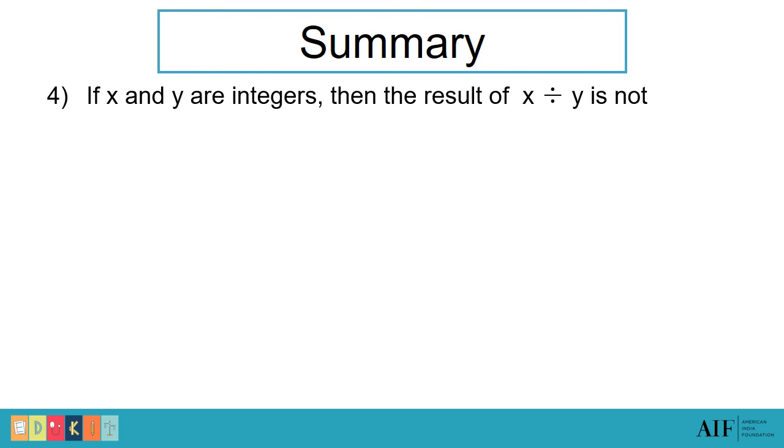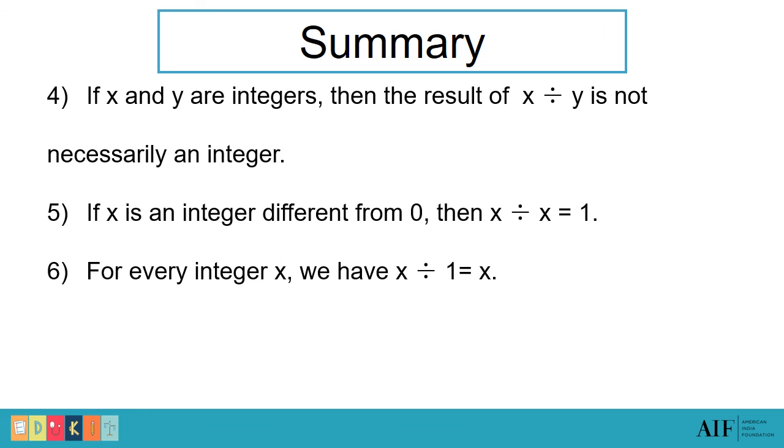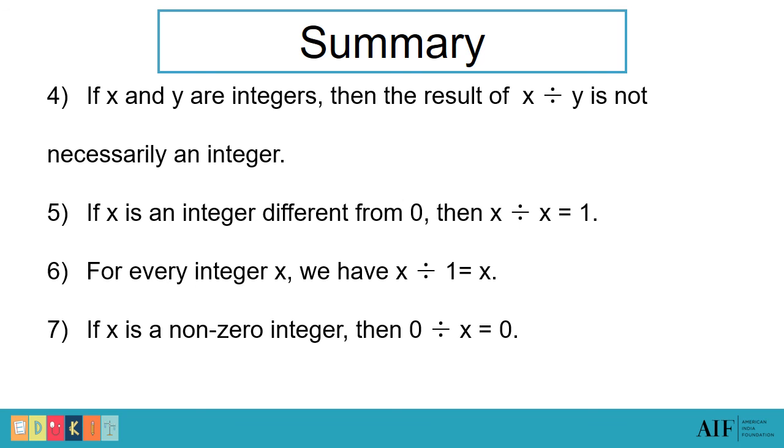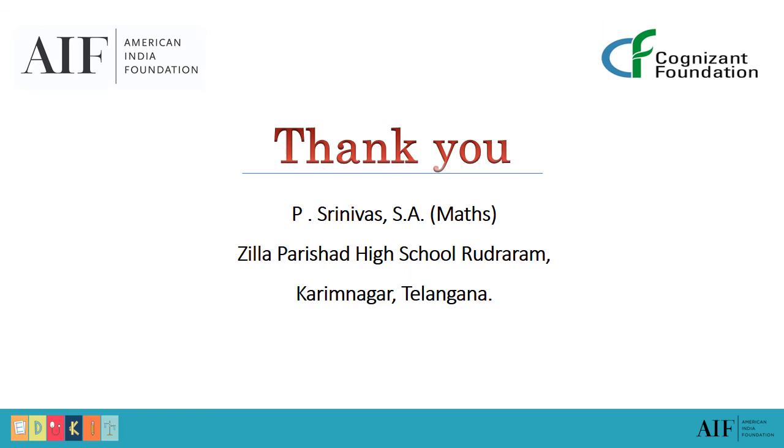If x and y are integers, then the result of x divided by y is not necessarily an integer. If x is an integer different from 0, then x divided by x equals 1. For every integer x, we have x divided by 1 equals x. If x is a non-zero integer, then 0 divided by x equals 0. If x is an integer, then x divided by 0 is not meaningful.